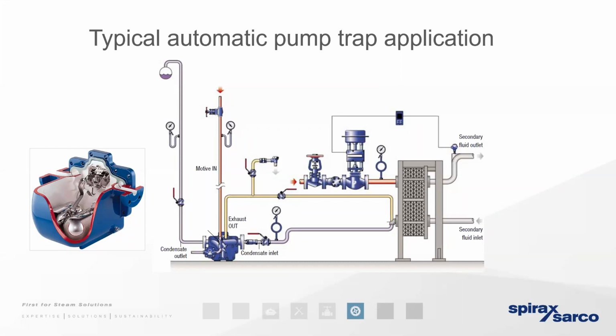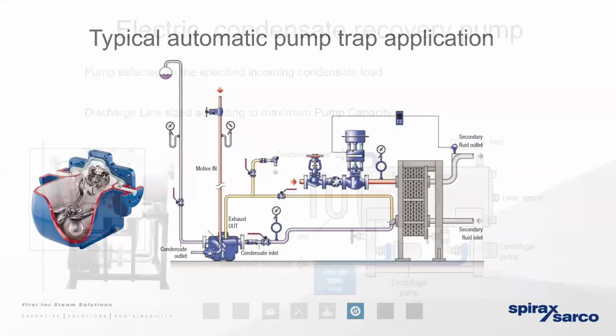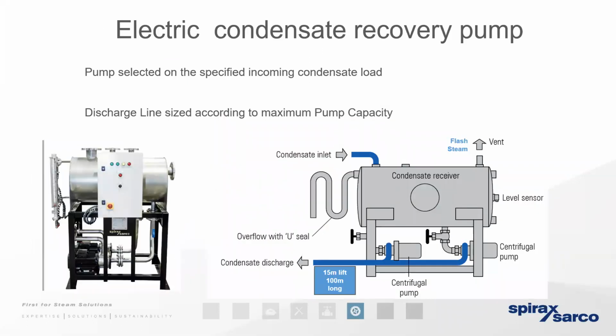But we also know that there are always going to be occasions where we need to add some motive energy to the condensate. We've got to pump it back to the boiler house in some way. And we can do that in one of two ways. We can do it using what we call an electric condensate receiver. As the name suggests, it does require an electrical installation to power those little centrifugal pumps. So it's not always suitable for every area.